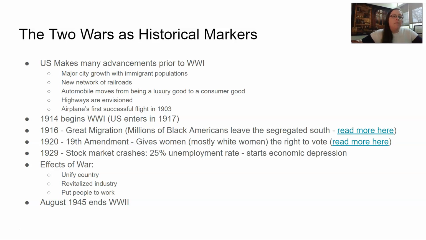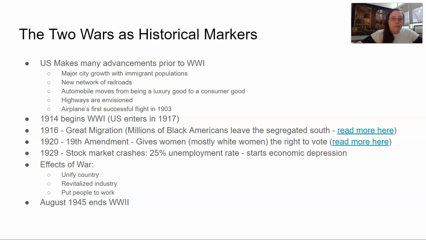So before, in 1914, World War I begins. Before that, the United States has made a lot of advancements. We're having a ton of city growth with immigrant populations coming to the U.S. We're still in a situation before the war where there are plenty of small towns and spread out people, but our big cities are growing.